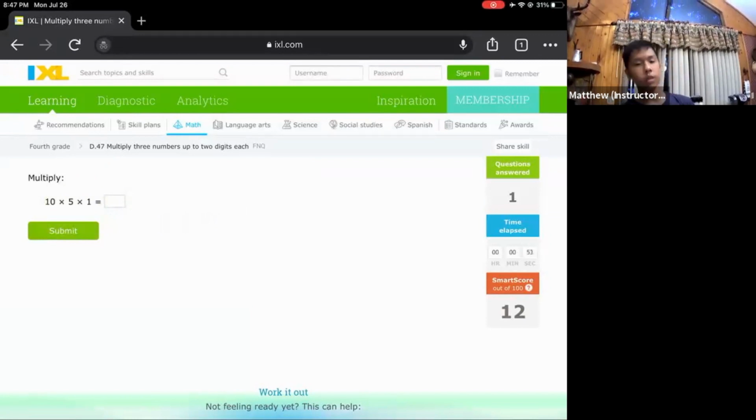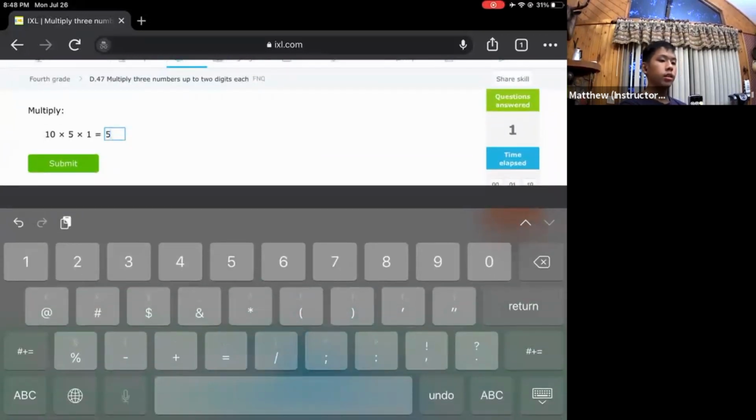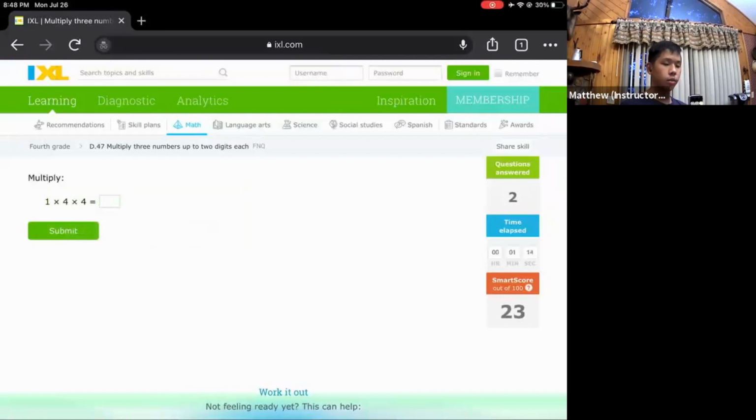Give it a whirl. Times 5? No one? 6 times 1? No one? Sure? Missing the opportunity of last time? Well, okay then. 10 times 5 is simply 50. Well, 4 times 4 times 1. It's just 4 squared.